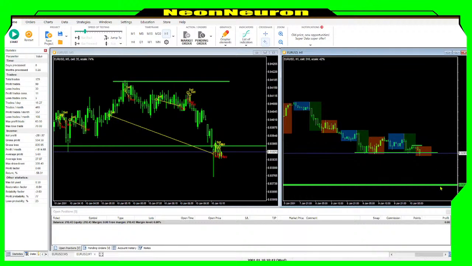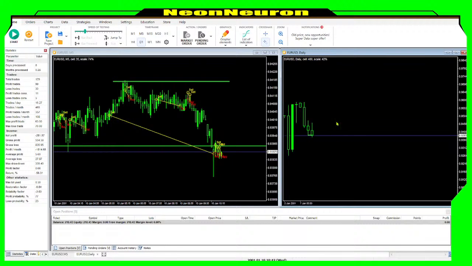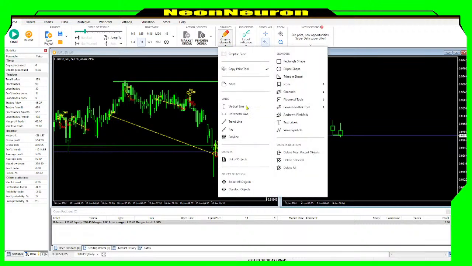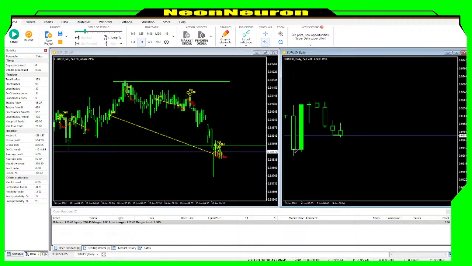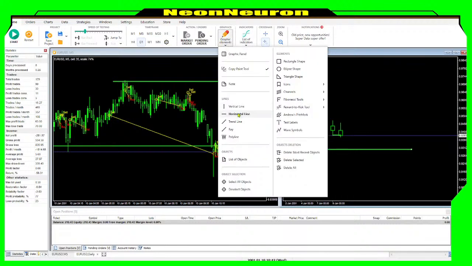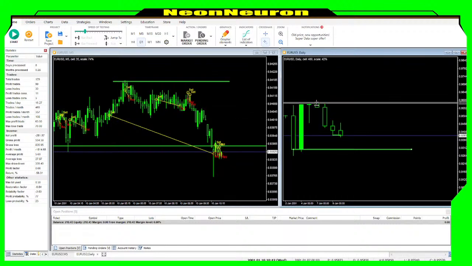And let's do our daily analysis. So let's go to the daily. We have the buyers stepped in right here. So we're going to put a trend line. Put it right there is where the buyer stepped in. And then up here is where the sellers stepped in. Oops, I don't want to put that. I want to do trend line.